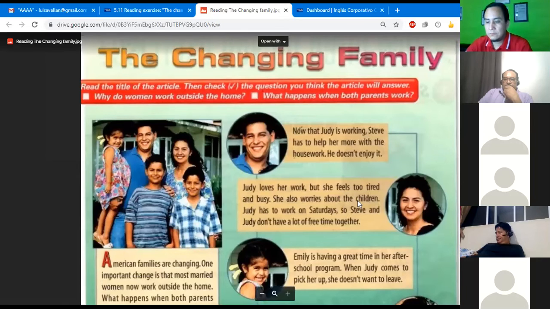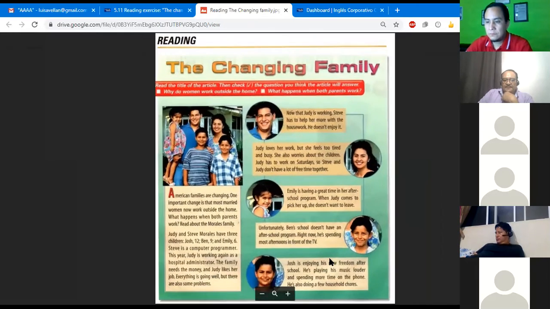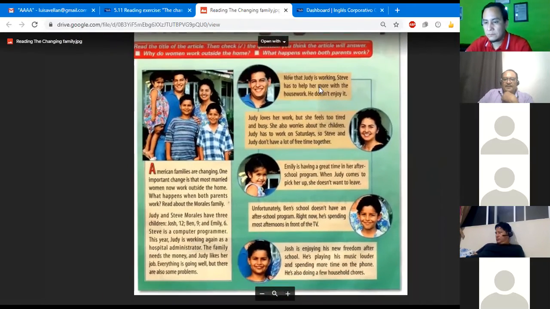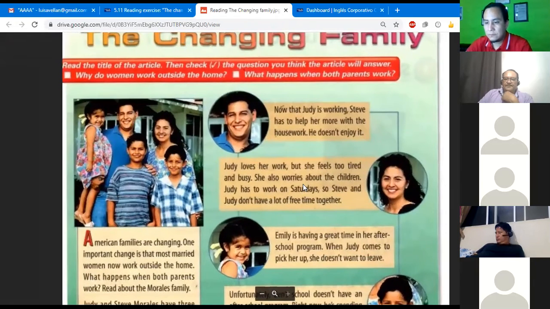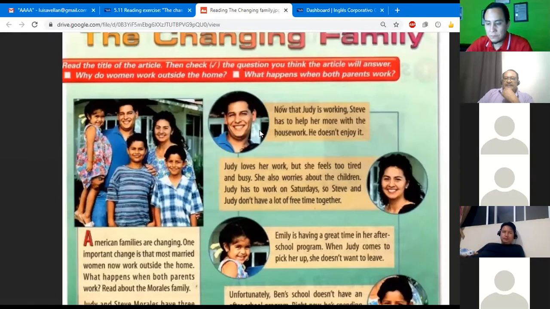Now that Judith is working, Steve has to help her more with the housework. He doesn't enjoy it. You see, housework is similar to household chores. So household chores and housework are similar. The point is that when the woman works, the man has to do other things in the house too, unless there is an agreement and you pay another person to do the housework. That is another negotiation, right?